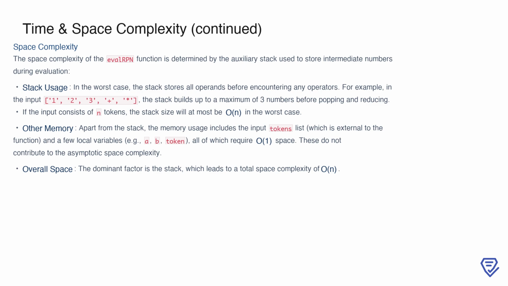Apart from the stack, the function uses a few local variables, such as a, b, and token, which require constant space, or O(1). Since these do not grow with the input size, they do not affect the asymptotic space complexity. Therefore, the overall space complexity is dominated by the stack, resulting in O(n).